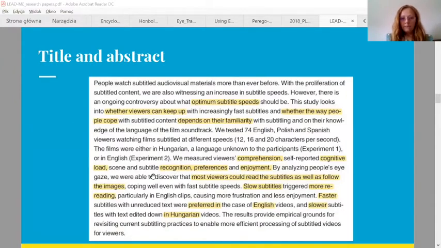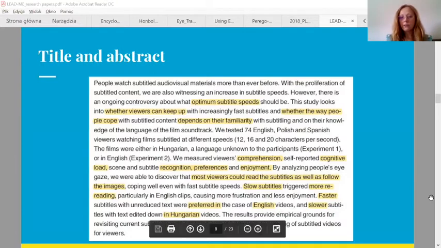And then we have information about analyzing people's eye gaze. So this is the eye tracking data, and the authors tell me about the results, right? So they were able to discover something, which is great, right? They discovered that most viewers could read subtitles as well as follow the images, right? Independent of the speed, right? So even with fast speed. So this is an important result.